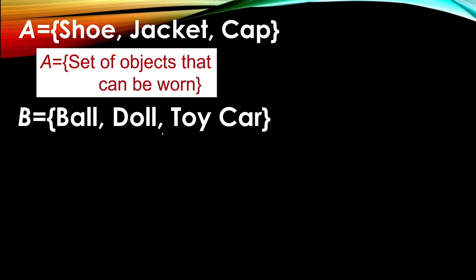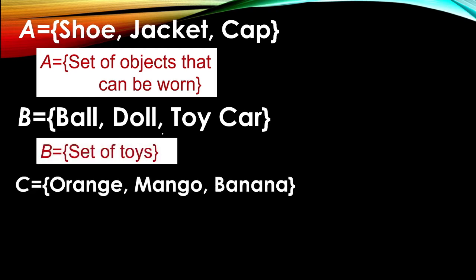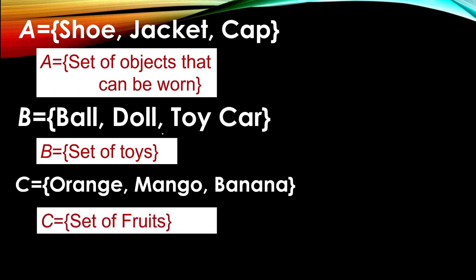So we can say that set A is the set of objects that can be worn. If set B has elements ball, doll, toy car, we can say that set B is the set of toys. If set C has elements orange, mango, and banana, we can say that set C is the set of fruits. So these are the examples of sets. Now, what is a set?